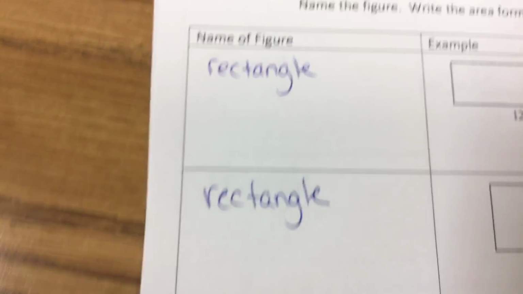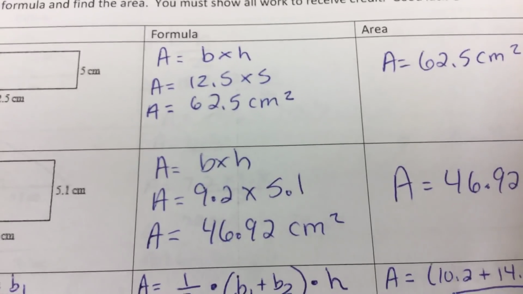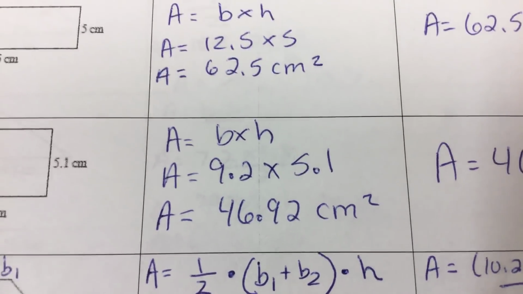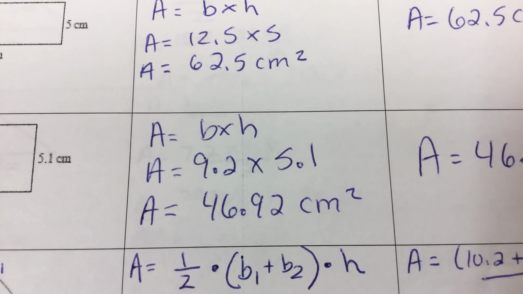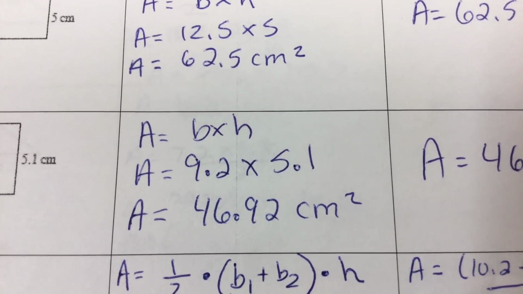So the next shape is also a rectangle. It has straight lines, so we don't really have to worry about it, and we're going to use the same formula. Now remember, at any point, you can pause the video to make sure that you're getting all this. You must write all 3 A's. Area is base times height. Area is 9.2 times 5.1. Area is 46.92 centimeters squared.